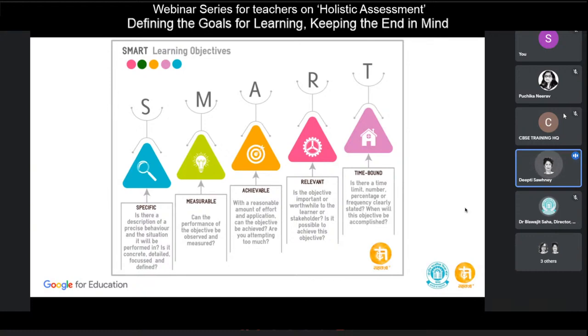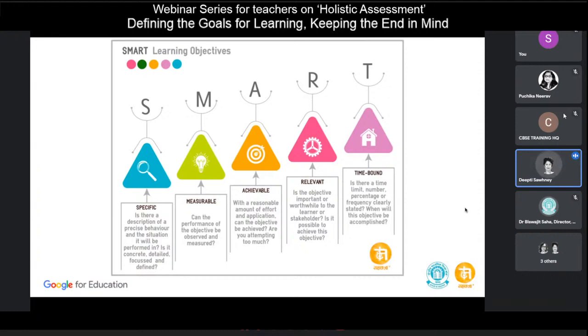Is it achievable? Sometimes we set objectives which are actually not tangible at all. There's something which has a longer time duration for it to come through. And this is what leads to a lot of disappointment with the children, because they are not able to achieve it.